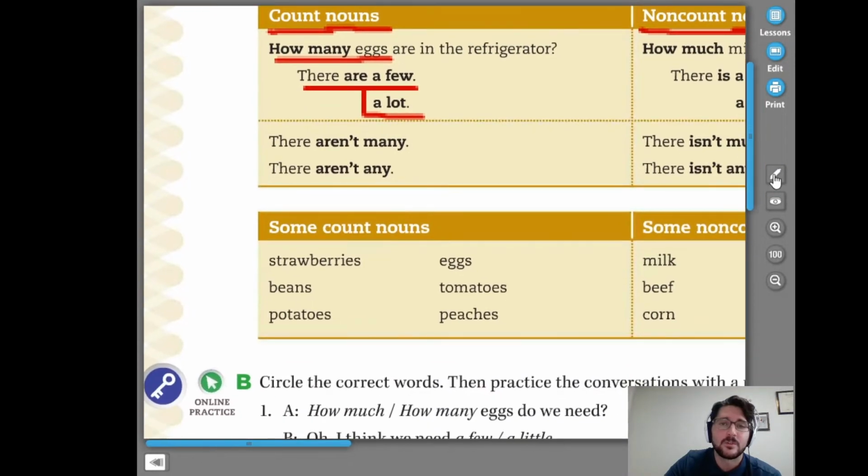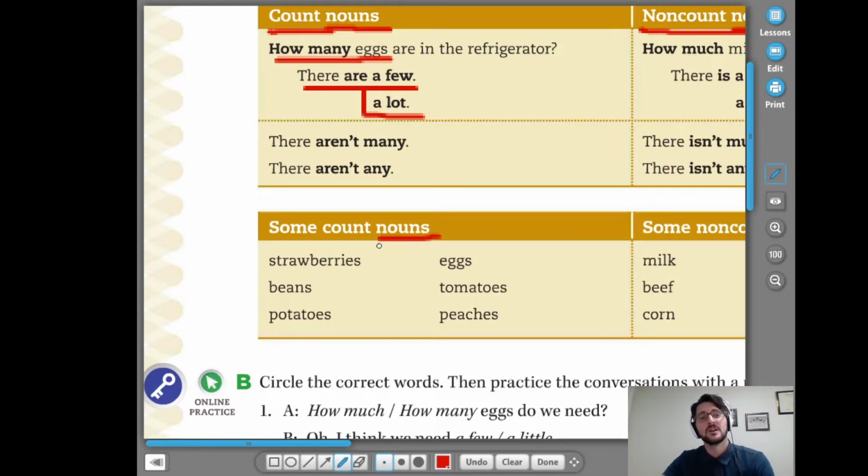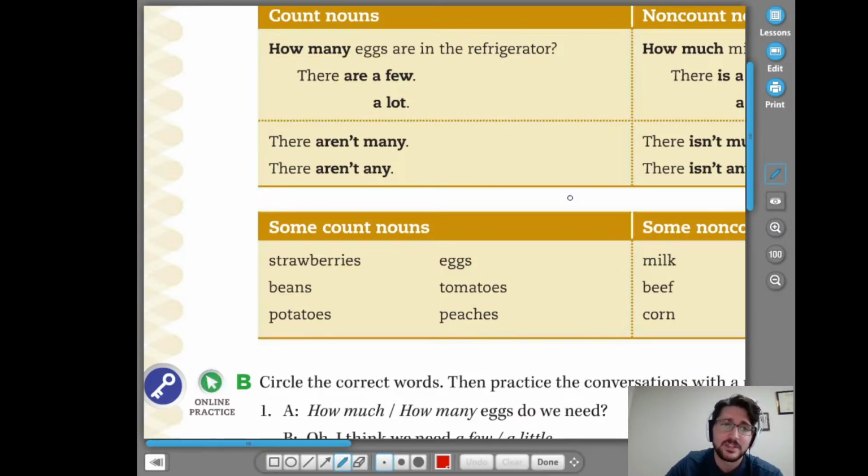Let's look quickly down here, some count nouns. These are some example of the count nouns here. Today's topic is about food, right? Grocery shopping in the supermarket. So these are some common words you will see, right? Strawberries, beans, potatoes, eggs, tomatoes, peaches. Of course, there are many other kinds of count nouns, but these are the examples in the book.